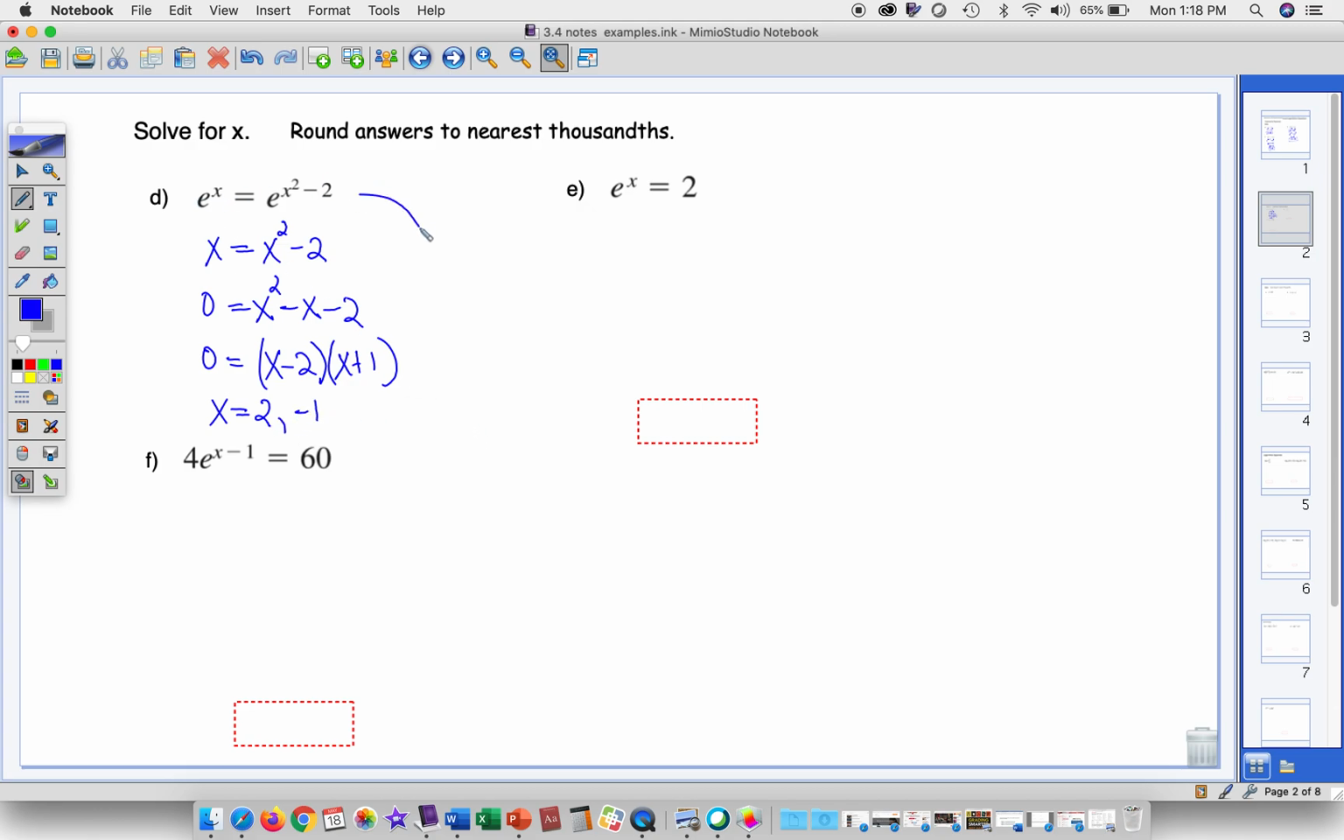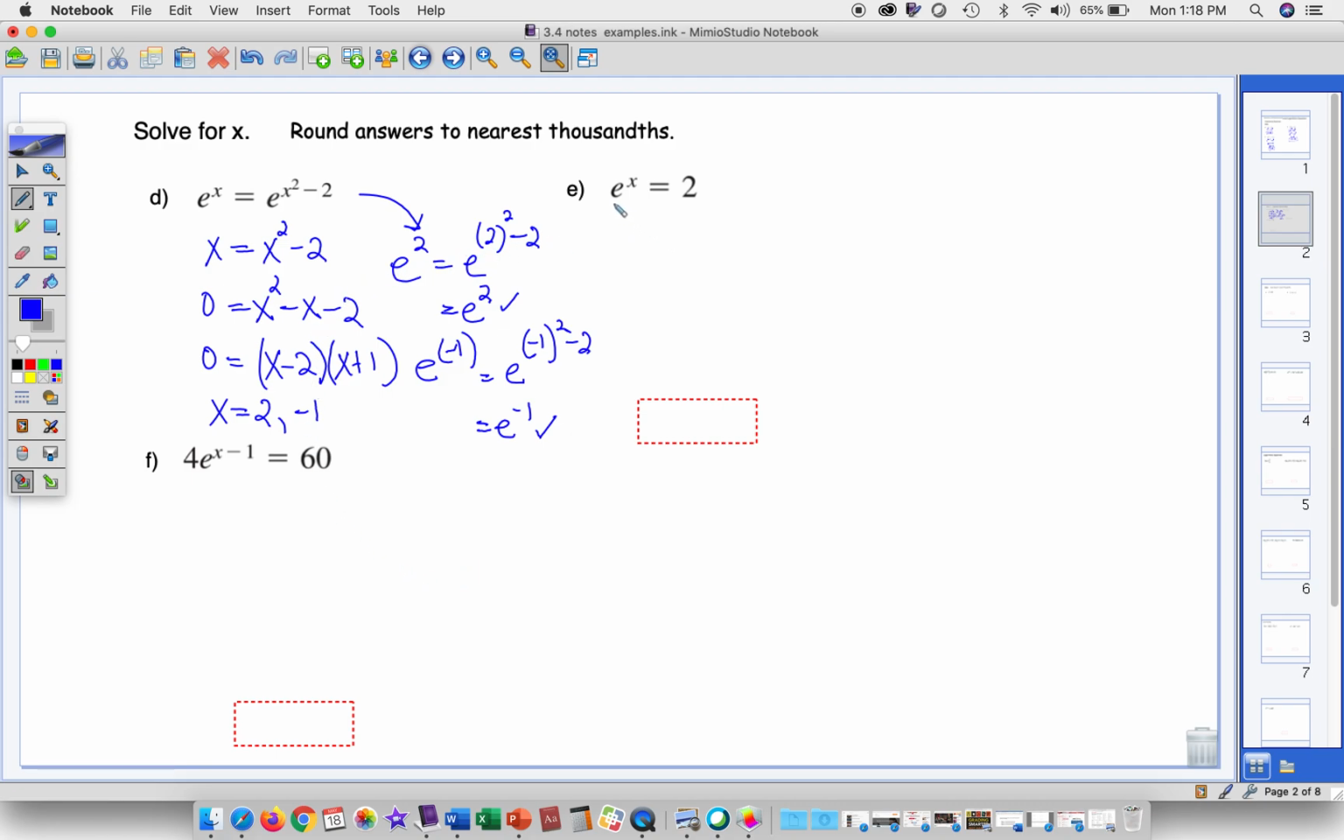And if you want to try the check, if we plug in 2, we'd get e squared is equal to e, plug in the 2 for x, so that's 2 squared minus 2. 2 squared is 4 minus 2 is 2, so I get e squared on both sides. If I plug in the negative 1, I get e to the negative 1st is equal to e to the negative 1 squared minus 2. Negative 1 squared is positive 1. Positive 1 minus 2 is negative 1. So again, on both sides, I have e to the negative 1st power, so it checks out.